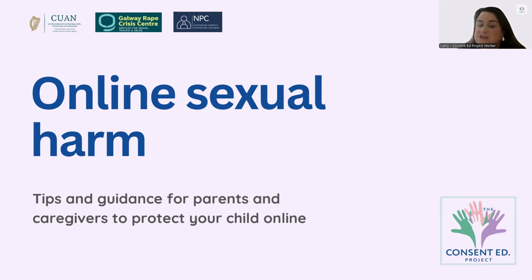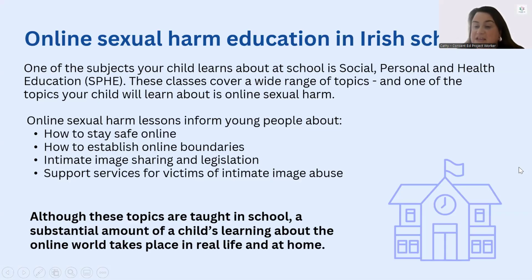So, one of the subjects that your child learns about in school is social, personal, and health education, commonly known as SPHE. Currently, SPHE is a mandatory subject for junior cycle and will become a mandatory subject for senior cycle students by 2027. These classes cover a wide range of topics, and one of the topics that your child will learn about in this course is online sexual harm.